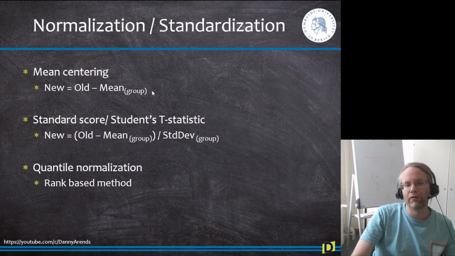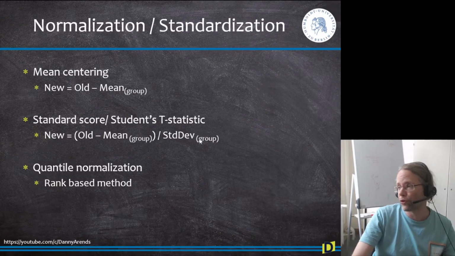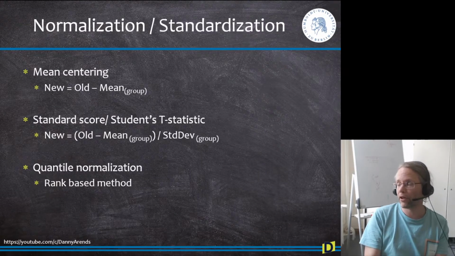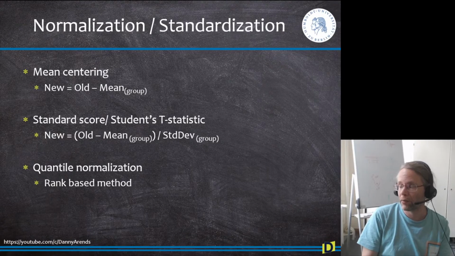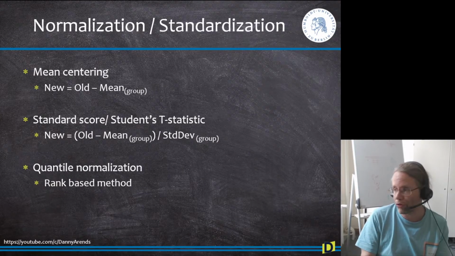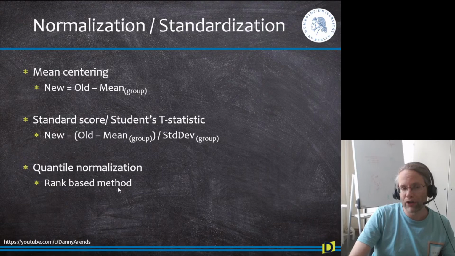A slightly better way of doing it is calculating standard scores or z-scores, which means that we're calculating a Student's t-statistic. So now we're mean centering, but then we divide by the standard deviation that we observed in the group. This makes every microarray have a mean of 0 and a standard deviation of 1. So we're squeezing our distribution again, and instead of having values which range from 0 to 15, we now have values in the range of like -2 to +2, but every array has a mean of 0.